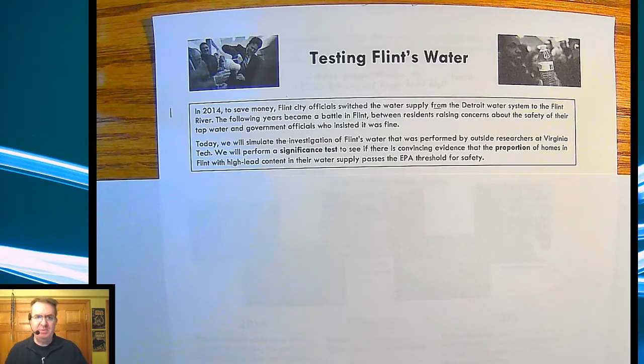We're going through statistics right now, and we're going to wrap up and put a bow on the basics of doing a significance test. And we're going to do that through something that happened in Michigan that you may have heard of, the Flint water crisis. And again, I'd like to thank StatsMedic, and in this case, Skew the Script for putting this together.